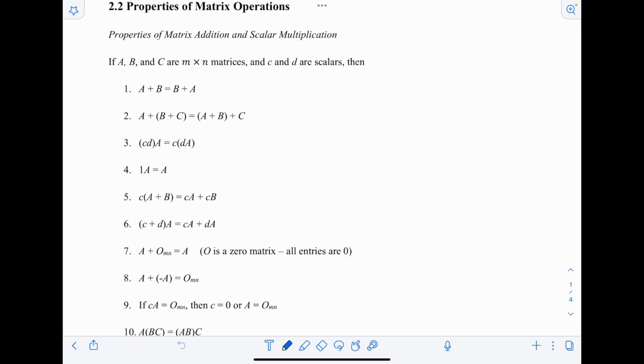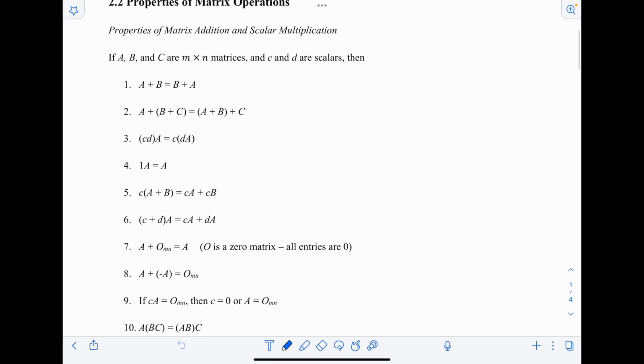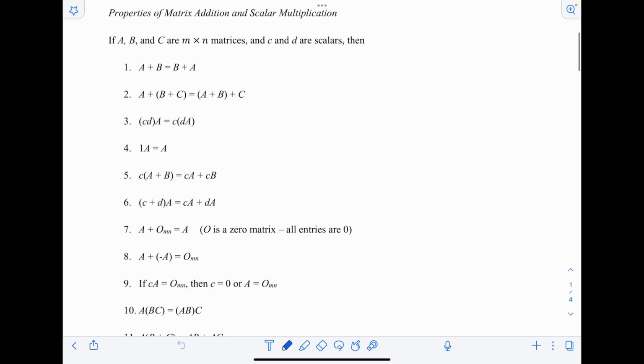And so what we have, for example, is if A, B, and C are m by n matrices, and C and D are scalars. Again, assuming that the matrices are of a size that would allow us to do these operations. Adding two matrices together is commutative: I can say A plus B is equal to B plus A. The order that I add those two together doesn't matter. Makes sense because if I'm just adding corresponding entries anyway, it doesn't matter what order I add those matrices in. Similarly, if I'm adding three matrices, the order that I add them does not matter.